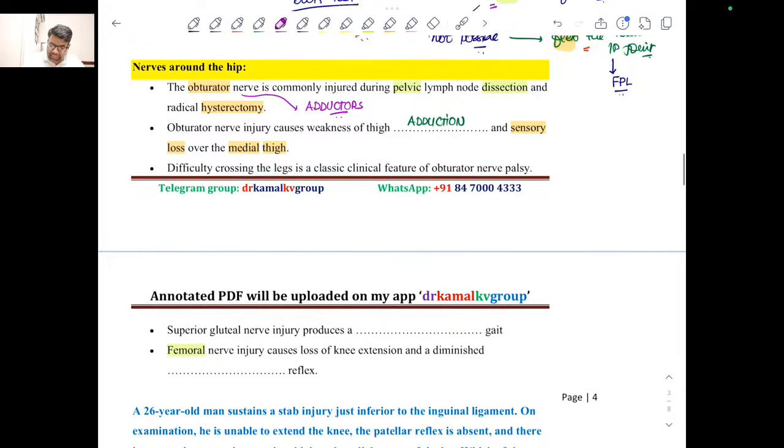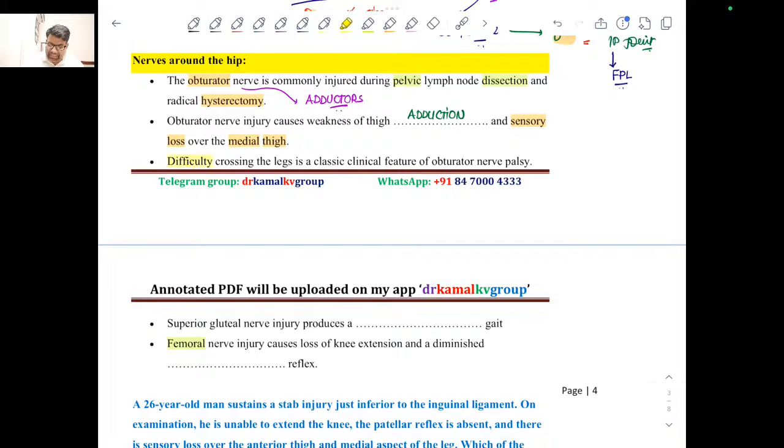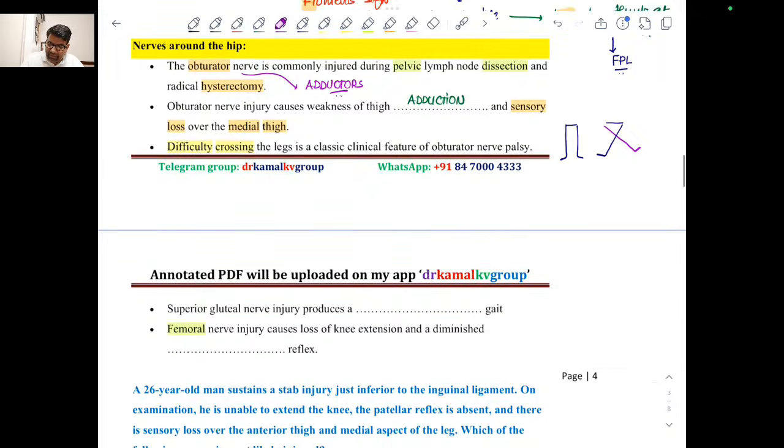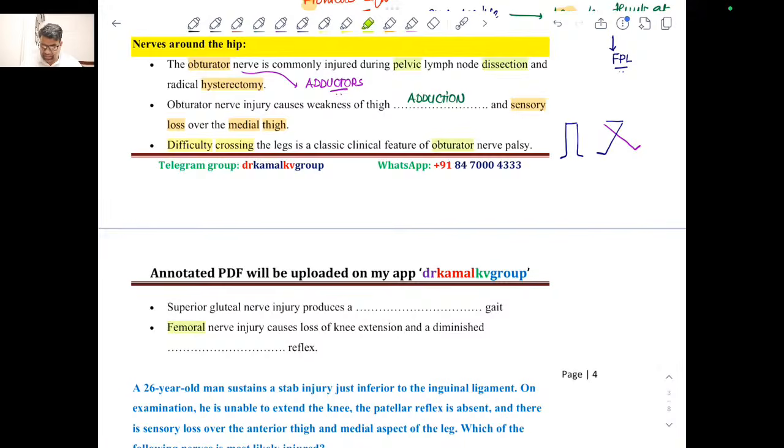Now classically this will present as difficulty in crossing the legs. So because adduction, so crossing the legs. Now if suppose these are the two legs, now what is crossing? Like one leg will go like this and the other will go like this. So crossing will be difficult. It means adduction is weakened. So that's the classical feature of obturator nerve palsy.